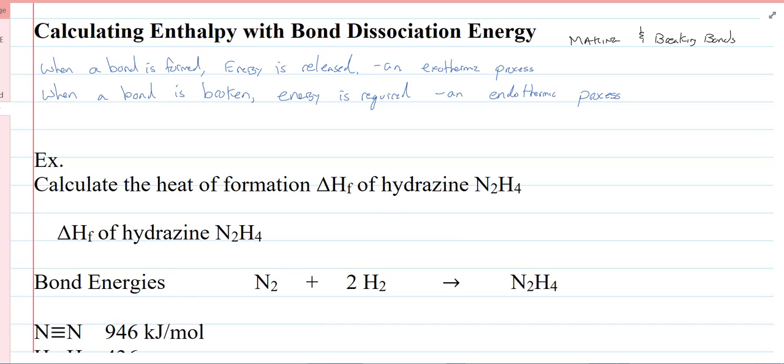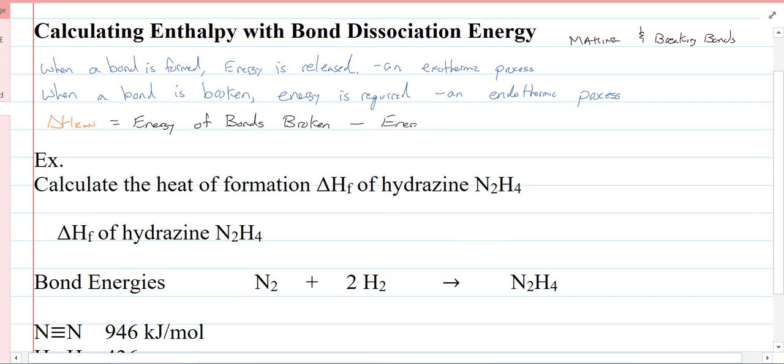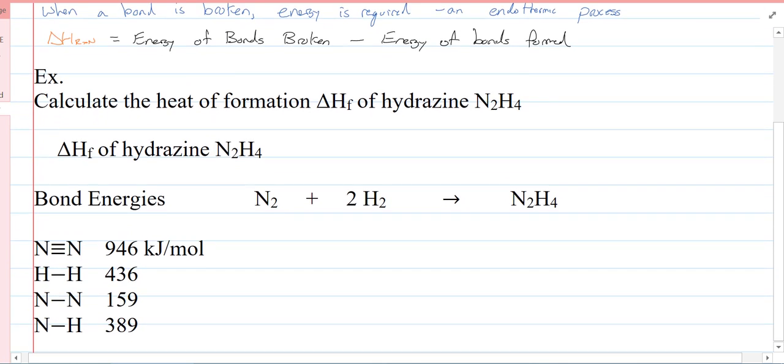This means we can approximate delta H of a reaction is equal to the energy of bonds broken minus the energy of bonds formed. That's how we can approximate delta H of this reaction. So we're going to calculate the heat of formation of hydrazine. Well, element at standard state, and so let's just say that's a gas, because what do we got?